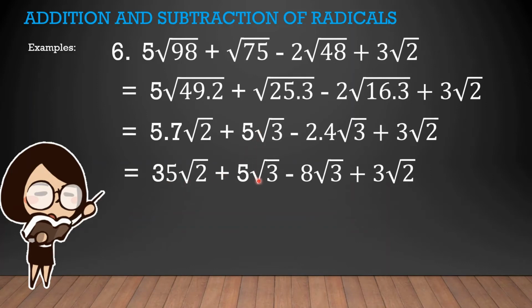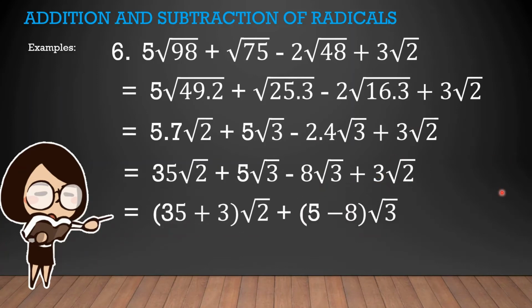Copy 5 square root of 3, minus 2 times 4 is 8 square root of 3, plus 3 square root of 2. Now we can combine the same radicand and the same index. We have 35 square root of 2 combined with the 3 square root of 2, so that is 35 plus 3 square root of 2. And the other one is both square root of 3, so 5 minus 8 square root of 3.